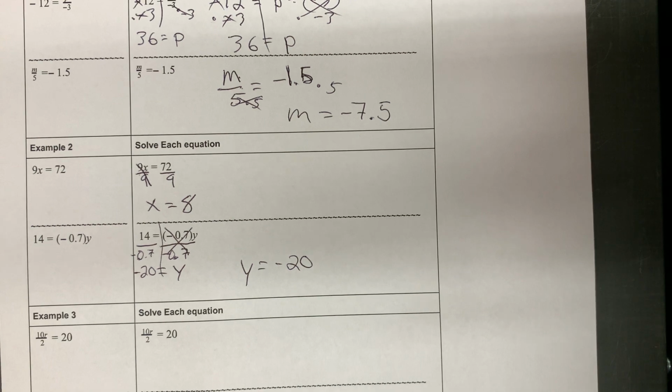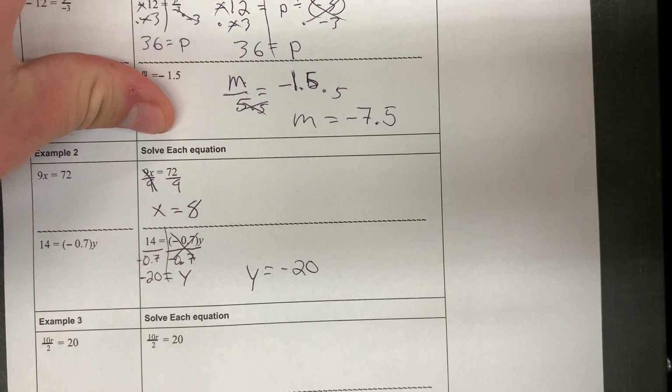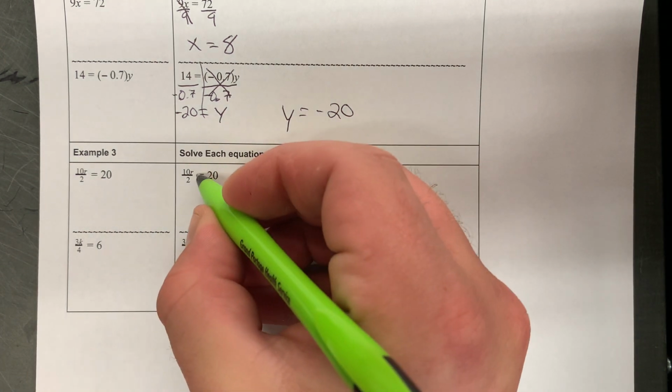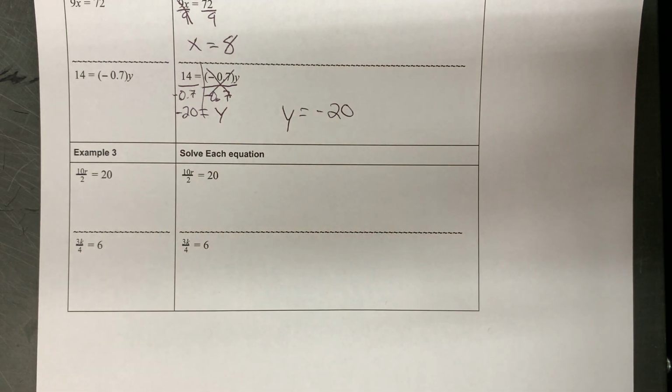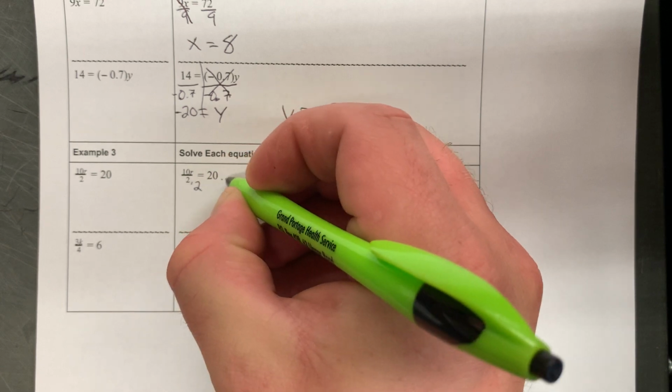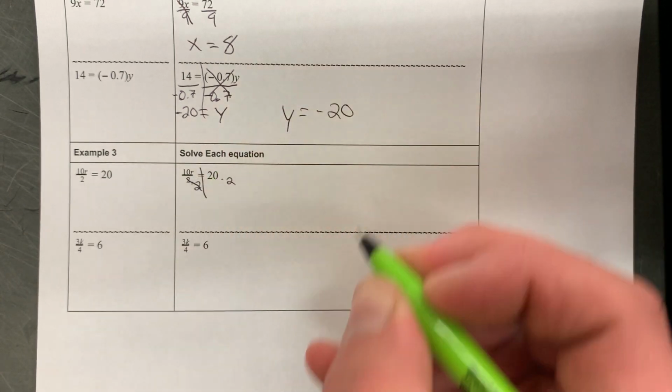Let's go to example number 3. Some of these are getting into two-step equations. We're still going to work on them. I know that it said one step, but these are just in addition to that. So let's keep on plugging away. I have 10 times r divided by 2 equals 20. What I'm first going to do is get rid of the division. So I'm going to multiply each side by 2. What I do to one side, I have to do to the other.